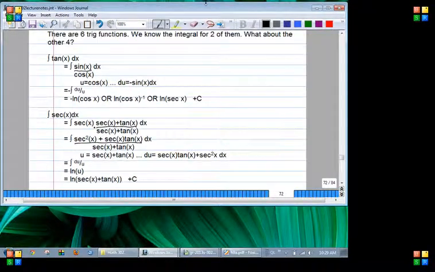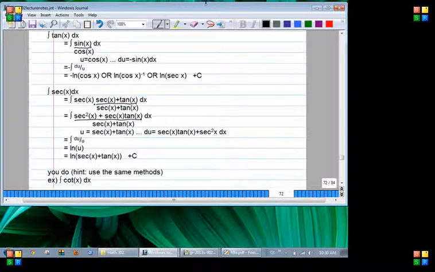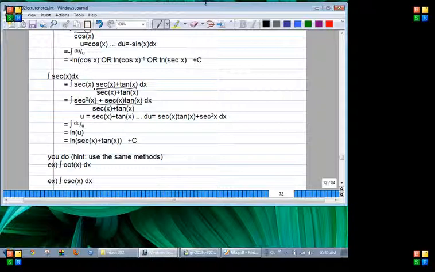And so we now know how to do the integral of 4 of the 6 trig functions. And what I'll tell you is the following thing. The 2 remaining trig functions, cotan x and cosecant x, you can do in almost the same way because the rules and the relationships are very similar. And I'll leave that to you to figure out exactly how it works. But it's basically very similar to what we just did.